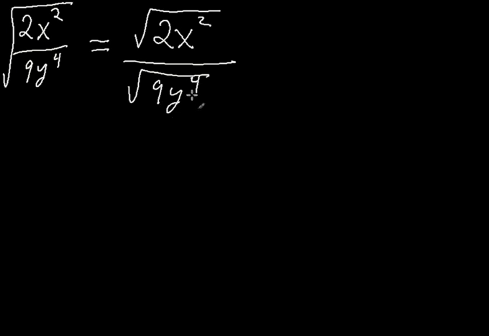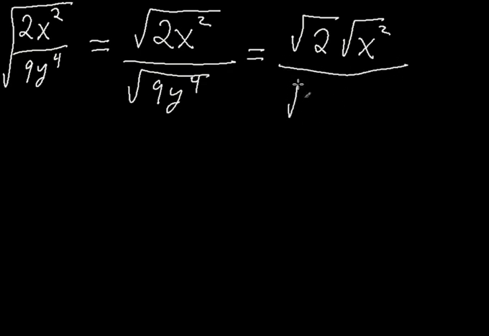Okay, from here, is there anything I can do? Well, the square root of 2, not much. But I can break this up by the product rule and see I will have some luck with x squared. Also, the square root of 9 and the square root of y to the fourth. Okay, so it looks like I am going to have some luck here. I'm going to come down here.